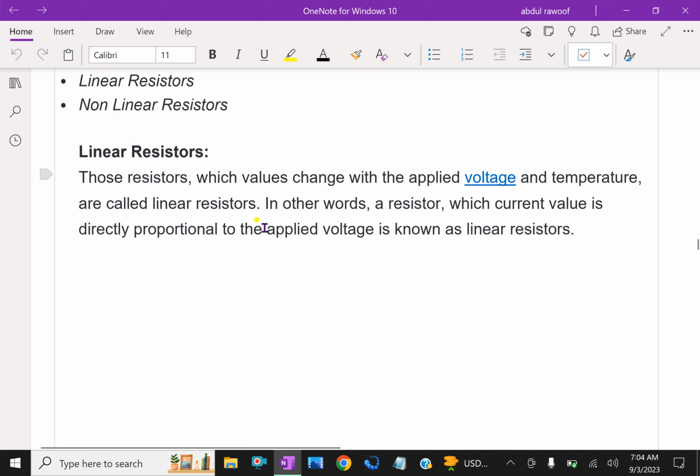Now first, what is a linear resistor? Look here, the linear resistors are those resistors whose value does not change with the applied voltage and temperature. In other words, the resistor whose current value is directly proportional to the applied voltage is known as a linear resistor. Look here, for example.